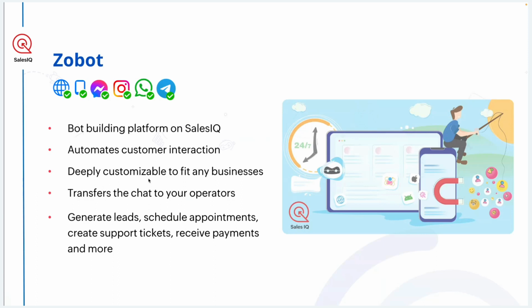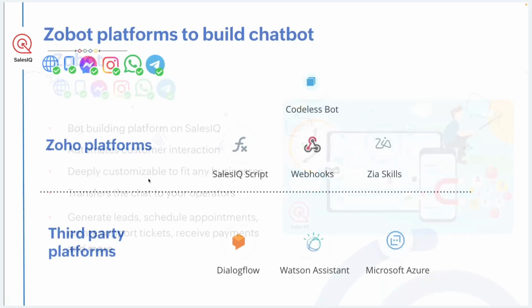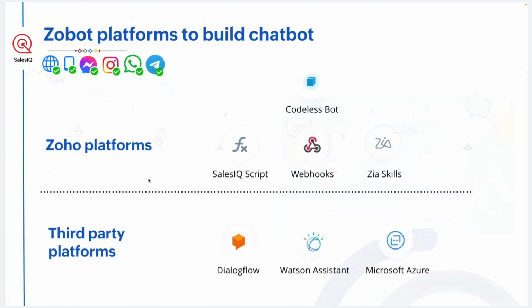To recap, AnswerBot can be used for support purposes, whereas Zoho can be used for areas such as sales, marketing, and many other perspectives. So AnswerBot is pre-built for you, but when it comes to Zoho, you'd have to build it. We provide 7 different platforms to build Zoho bots.